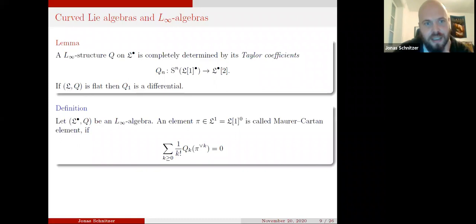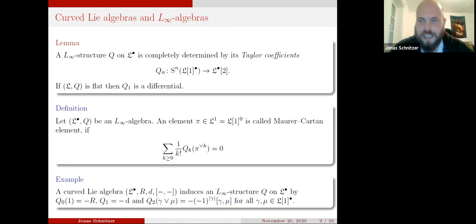If we have an L-infinity algebra, an element of degree one is called Maurer-Cartan if this equation is fulfilled. So let's take an example. We take a curved Lie algebra and we try to induce an L-infinity structure on it. This is basically just by saying Q0 of 1 is minus the curvature, Q1 is minus the differential, and Q2 is some variation of the bracket, and all the higher ones vanish. So this is a generalization of a curved Lie algebra, basically. This is the takeaway message.